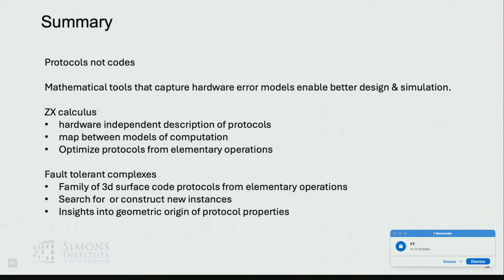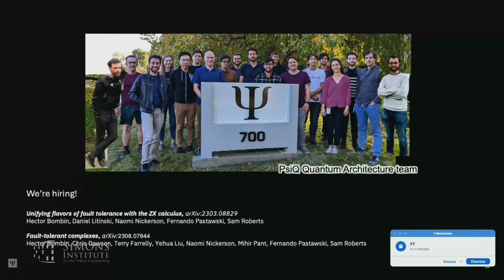I've talked about two of those things: the ZX calculus, for really understanding the inner structure of these schemes and mapping between models, and fault-tolerant complexes, which really pushes the topological picture of error correction to a deeper level, to the level of elementary building blocks. It would be great to talk about some more of these things.